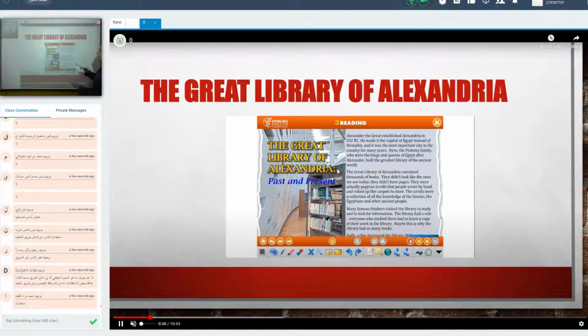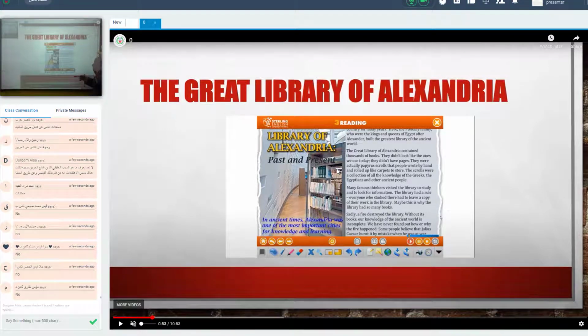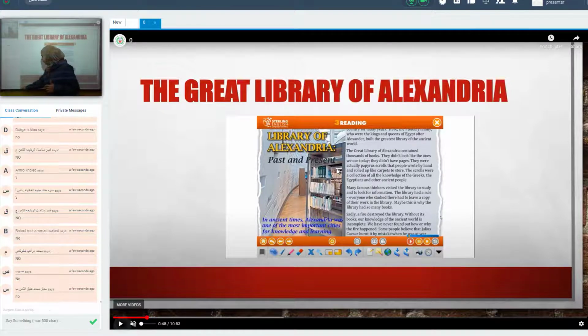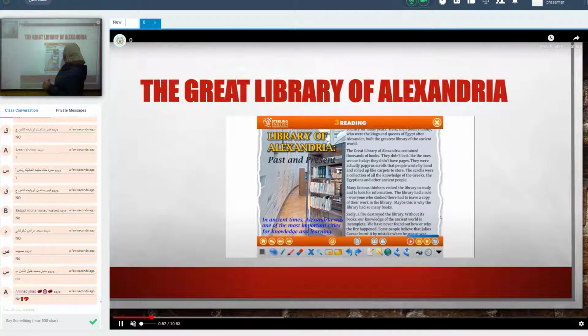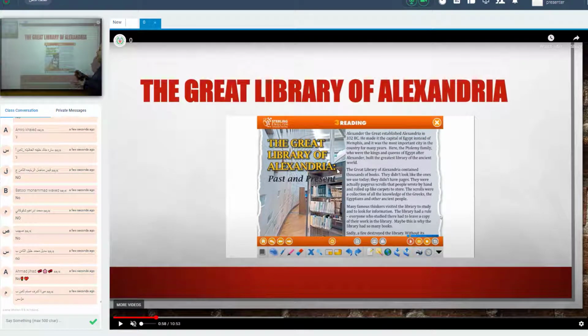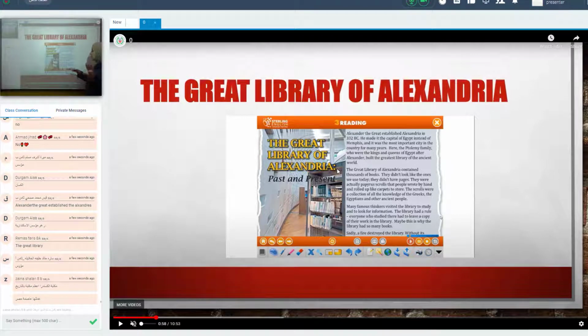Any question about the first paragraph? We have three ideas about the first paragraph. Who can tell me the main ideas about the first paragraph? Alexander established the great Alexandria. Second, he made it the capital of Egypt instead of Memphis. Three, only the Ptolemy family, who were the kings and queens of Egypt after Alexander, built the greatest library of the ancient world. So we have three ideas.